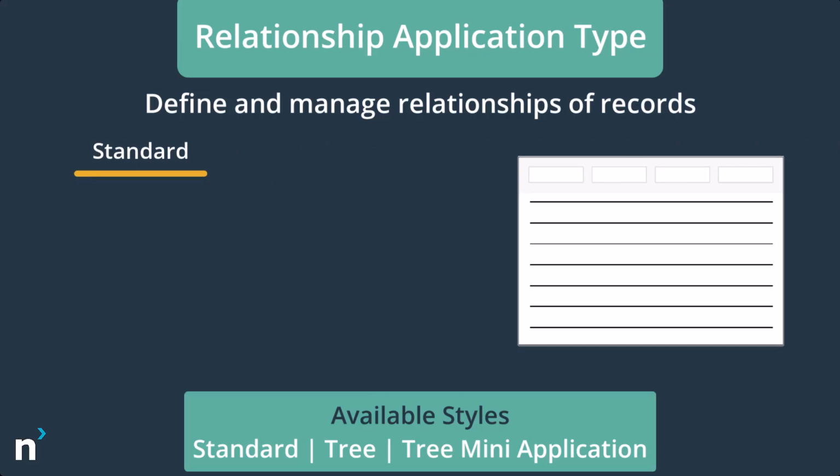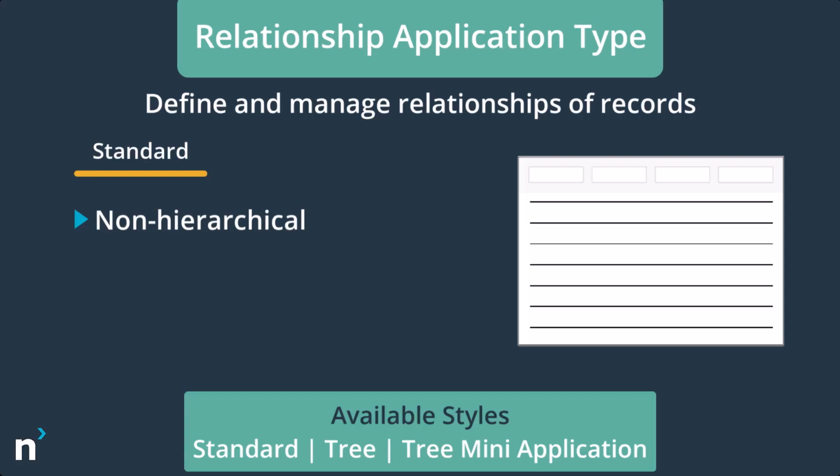Standard-style relationship applications show non-hierarchical relationships. For example, this style can show a relationship between two people who work in the same company, but in different departments. This is also useful for records which may have many associated relationships, such as a company record with thousands of employee records associated with it, which would not be organized reasonably within a tree structure.